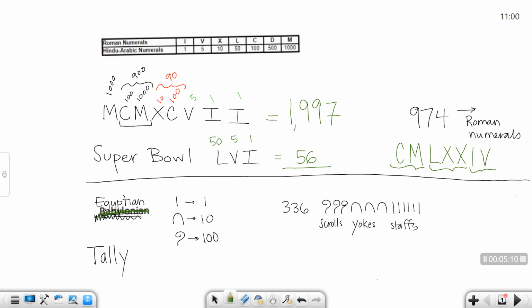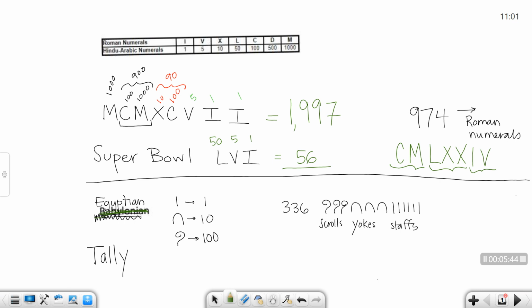But if you looked at the Egyptian markers, the symbol one stick is 1, and then the upside down U they call a yoke. Yoke is worth 10, and then what looks to me like a question mark, they call it a scroll. The scroll is worth 100. So if I tried to write 336 in the Egyptian model, it's going to be 3 scrolls, that gives me 300, 3 yokes gives me 30, and 6 staffs. And that's how that one would look. I'm not going to ask you that.